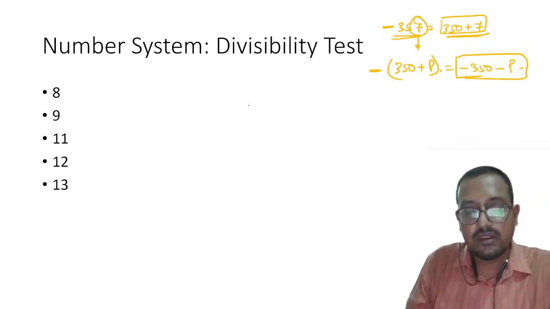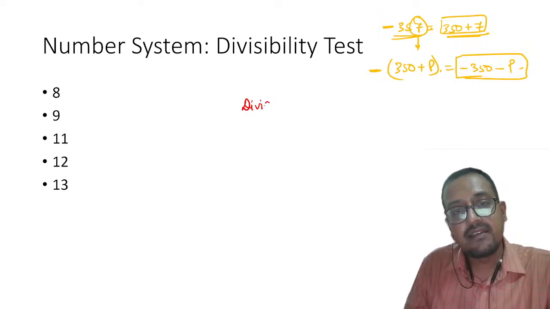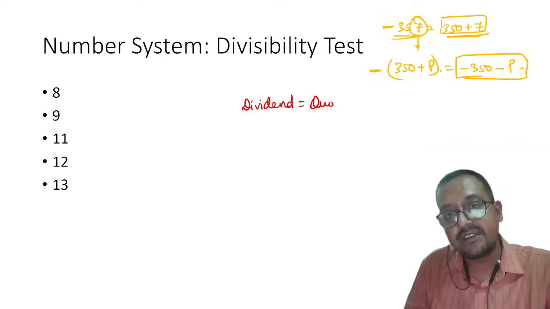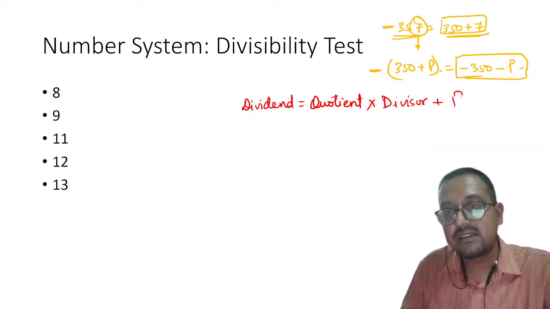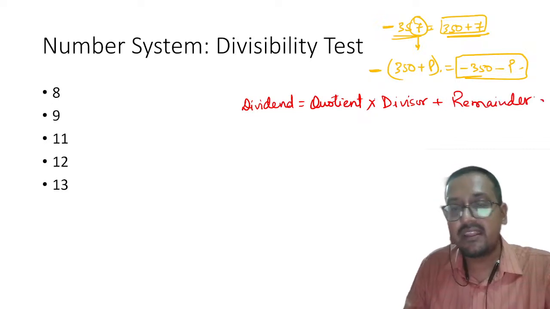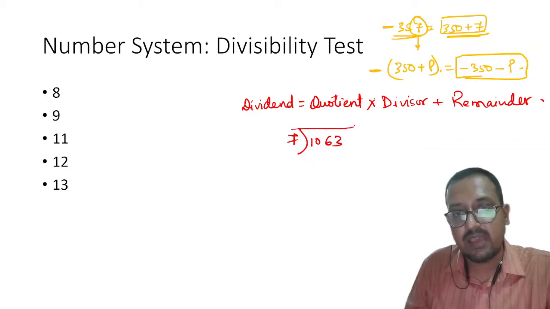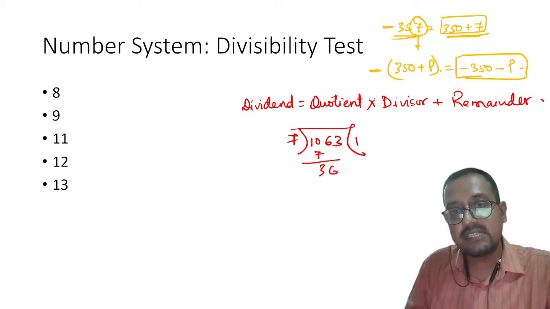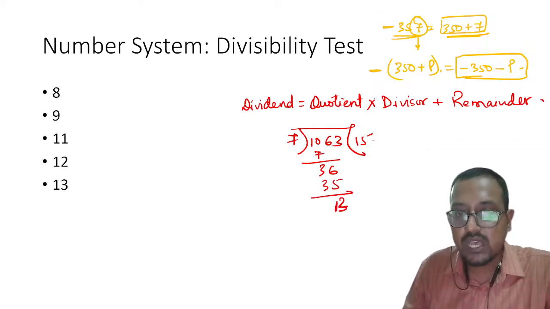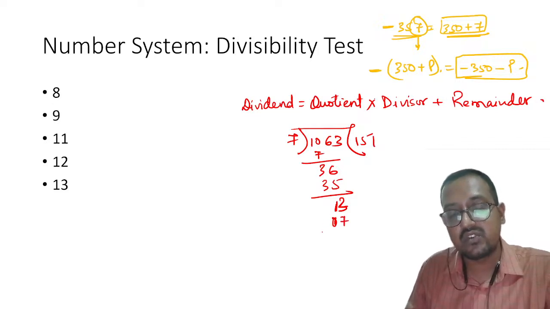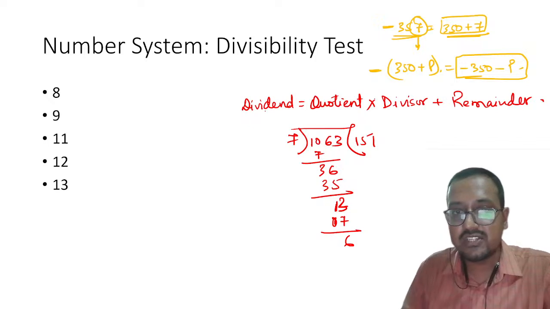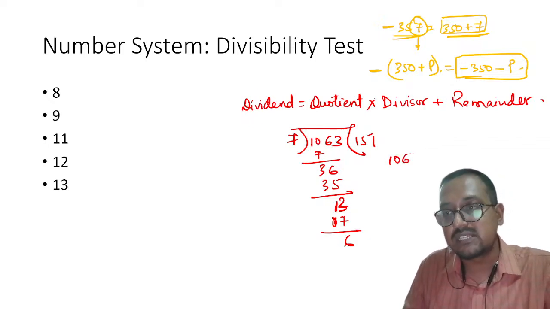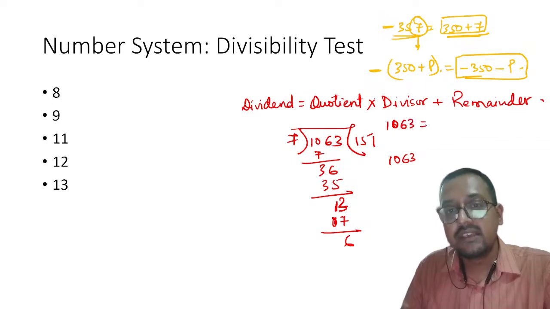If you remember, divisibility test, right? So what is there? Dividend is equal to quotient multiplied by divisor plus remainder. Right? So if you divide 71063, what will happen? 1 7s are 7, right? 36. So this will become 5, right? 35. So this will become 13. So you know that 5 2s are 14. So this will become 1. So this will be 07. So this will be 6. Understood? So please remember, this will become 1063. Wait, I will write it over here. 1063 is equal to 151 multiplied by 7 plus 6.